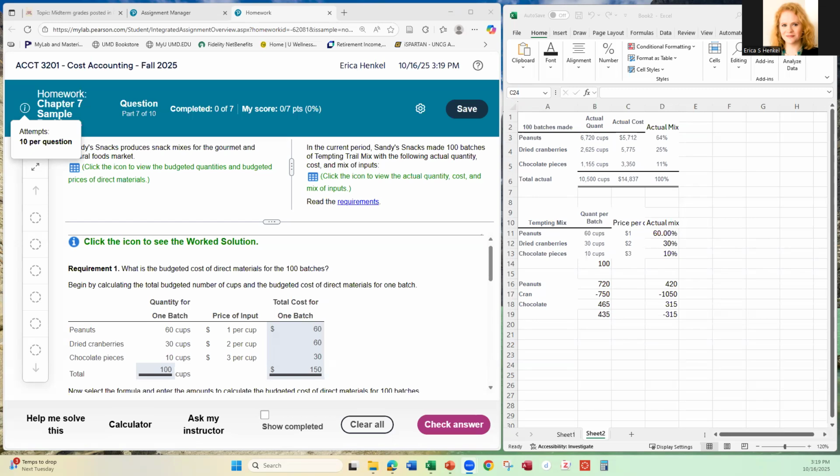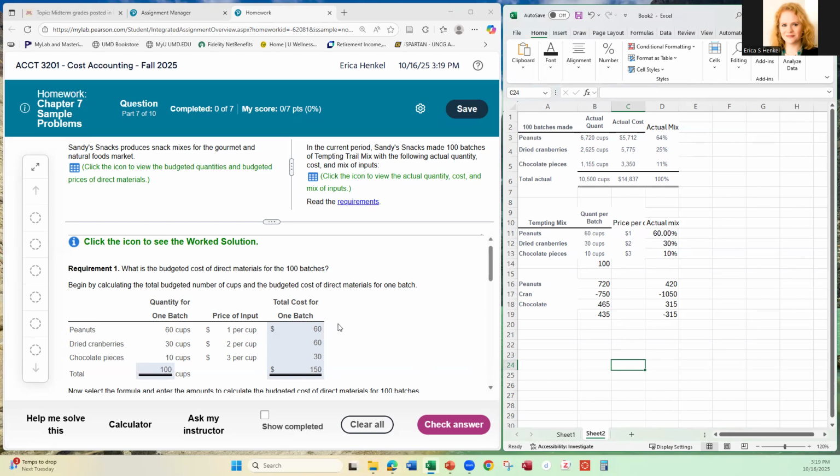So we've got a snack food company that makes snack mixes, and the snack mix that they make, Tempting Trail Mix, contains peanuts, dried cranberries, and chocolate pieces in the following proportions. Their budgeted amounts are 60% or 60 cups per mix, 30 cups of dried cranberries, 10 cups of chocolate pieces, the 60 cups was peanuts.